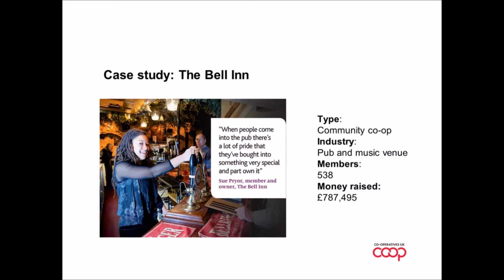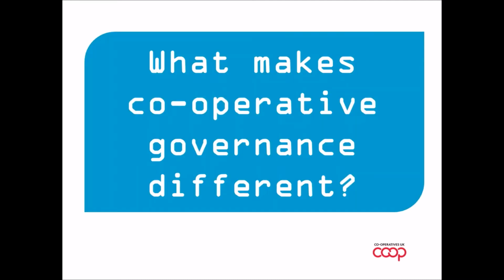The third one is a community cooperative, and this was a pub called the Bell Inn that was rescued by its members to safeguard the asset for the community. They raised £187,000 to purchase the pub, and each member holds a cooperative share in the pub, and it's run on a one member, one vote basis. So that was an example of where the community came together because they wanted to safeguard a local and trusted asset.